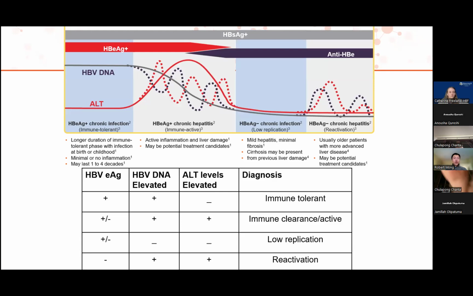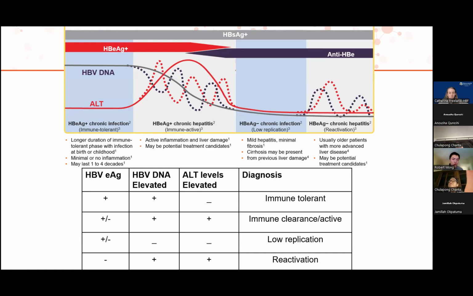So once someone has chronic infection, it gets a little bit more complicated. So this is just to highlight the different phases of hepatitis B. And as I mentioned in the past, it's based on the e antigen status and the viral load, and then whether the ALT is elevated or not.